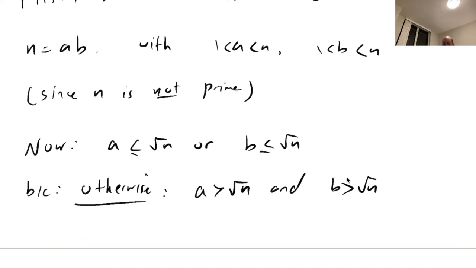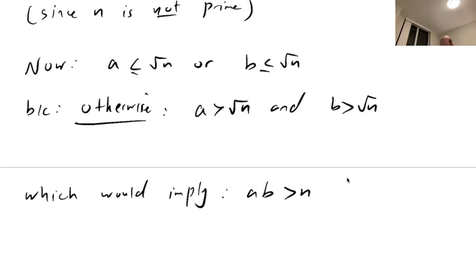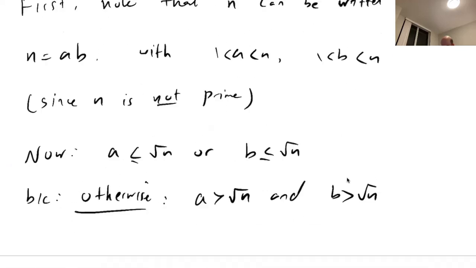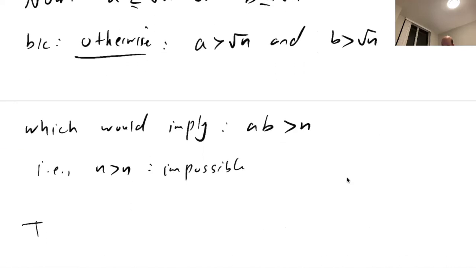Please remember, the negation of P or Q is negation P and negation Q, which would imply AB bigger than N, i.e. N bigger than N. Remember AB was N, and N bigger than N is impossible, or a contradiction in other words. So therefore we can say that A is less than root N, or B is less than root N.